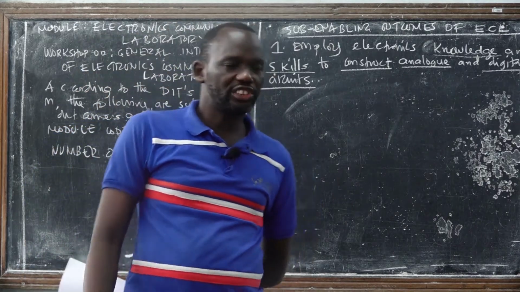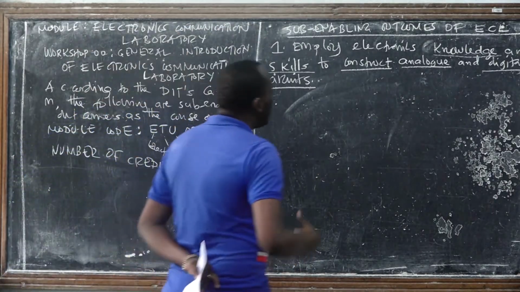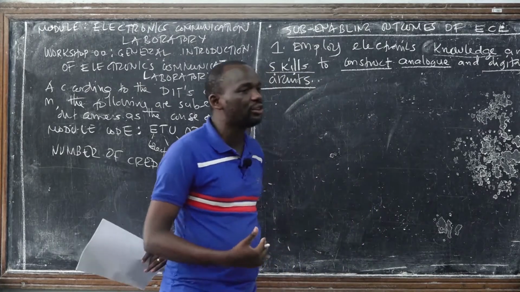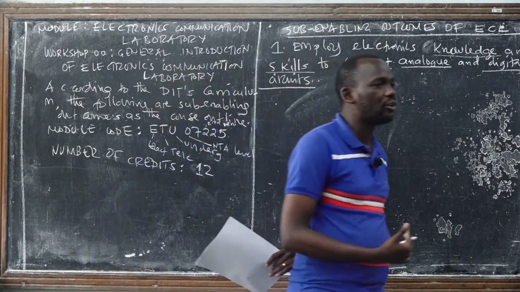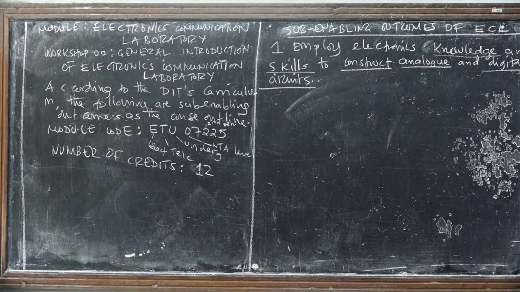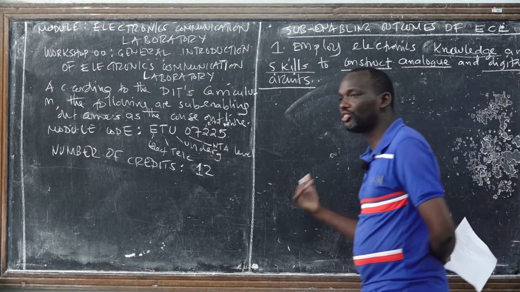Okay? This is a huge sub-enabling outcome, because when you say analog and digital circuits, we have a number of analog circuits and a number of digital circuits. So we will need more details on which analog circuits and which digital circuits we are required to construct in this module. Otherwise the concept is extremely general, and at the end of the course we wouldn't have achieved the specific objective.